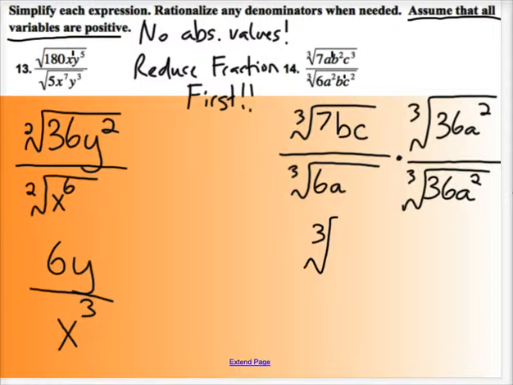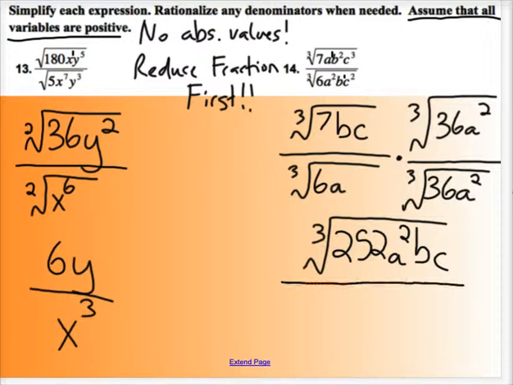So on top, 7 times 36 is 252. And then I just put my variables together: a squared bc. On the bottom, 6 times 36 gives me 216. A times a squared gives me an a cubed.